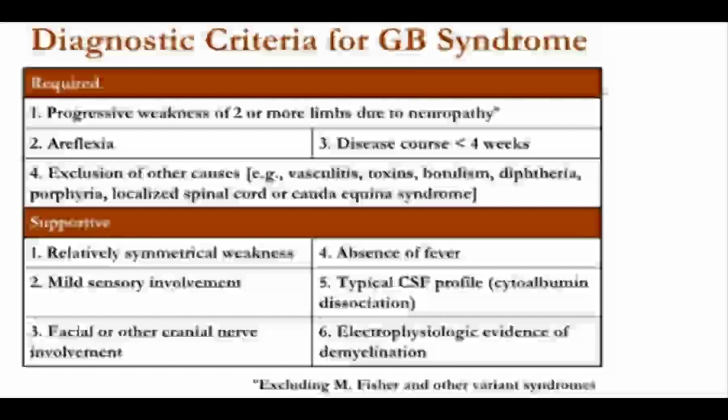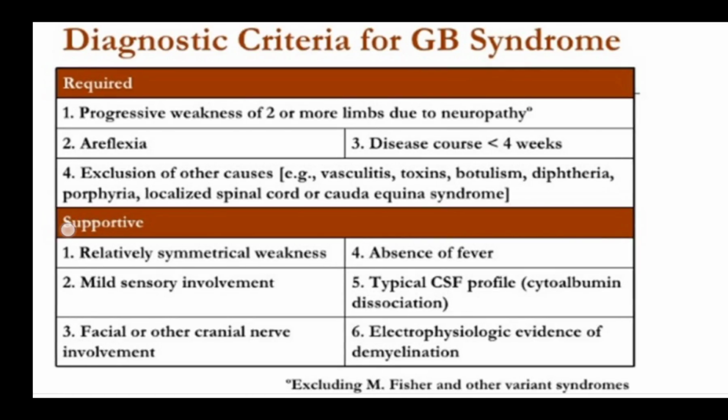और लिम्स इन्वॉल्व होते हैं रिफ्लेक्सेस में, तो अरिफ्लेक्सिया हो रहा है। और ड्यूरेशन कितनी होनी चाहिए? लेस देन 4 वीक्स, ड्यूरेशन लेस देन 4 वीक्स। एंड एक्सक्लूजन ऑफ अदर डिजीज कॉजिंग दीज सिम्टम्स लाइक वैस्कुलाइटिस, टॉक्सिन्स, बॉटुलिज्म, डिप्थीरिया, पोरफायरिया, localized spinal cord or cauda equina syndrome.